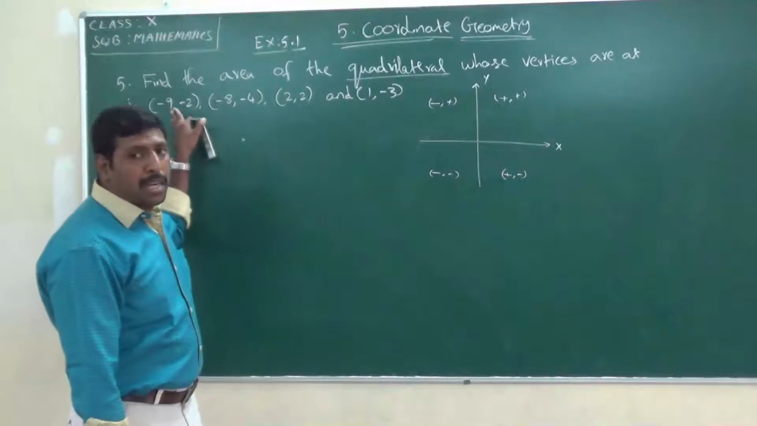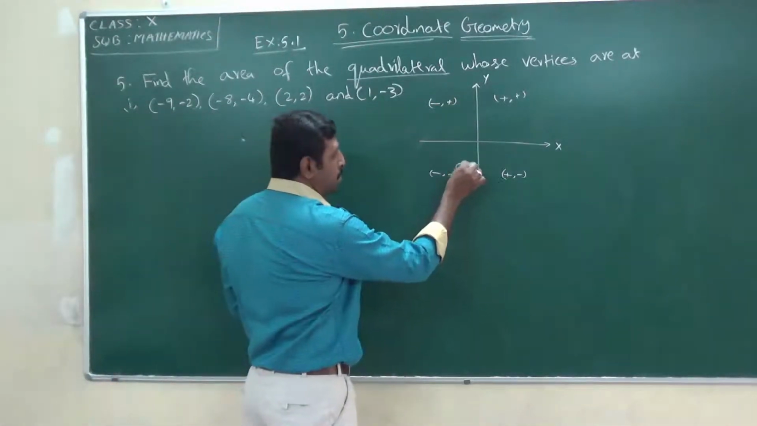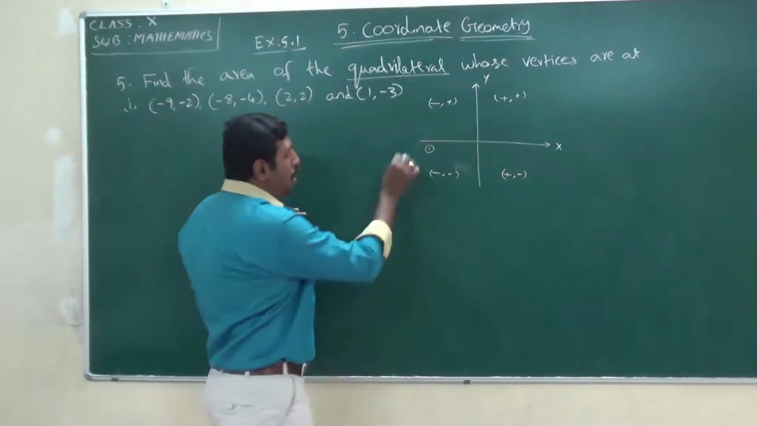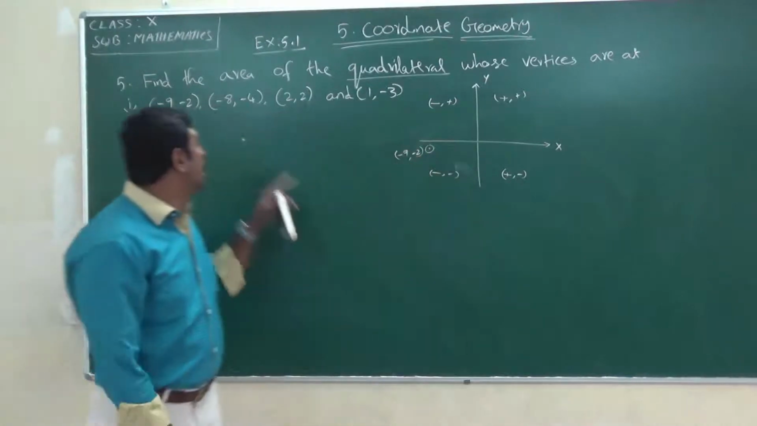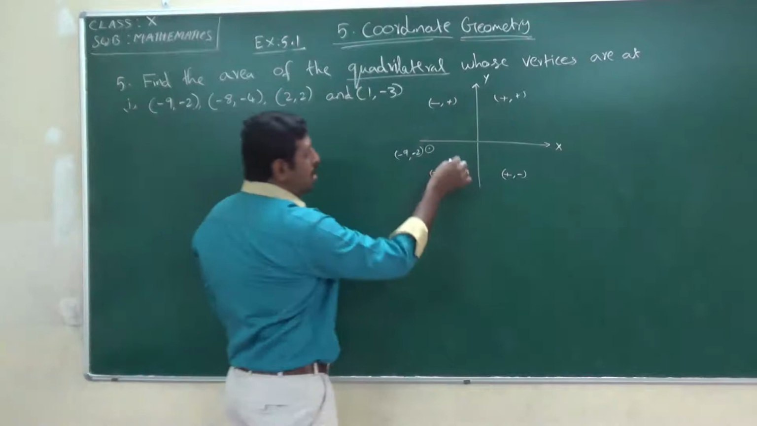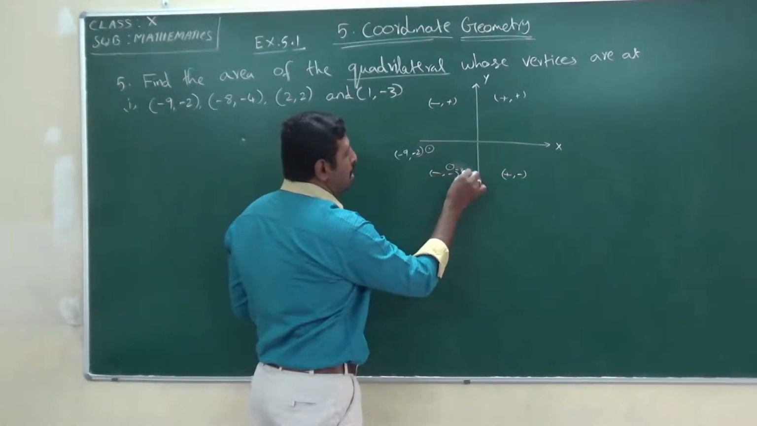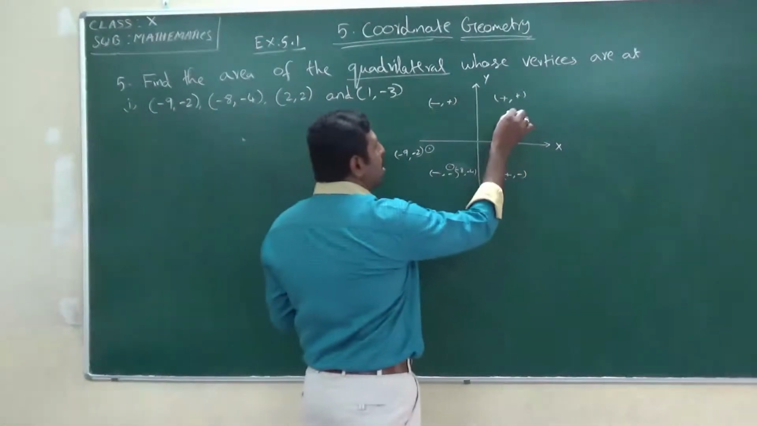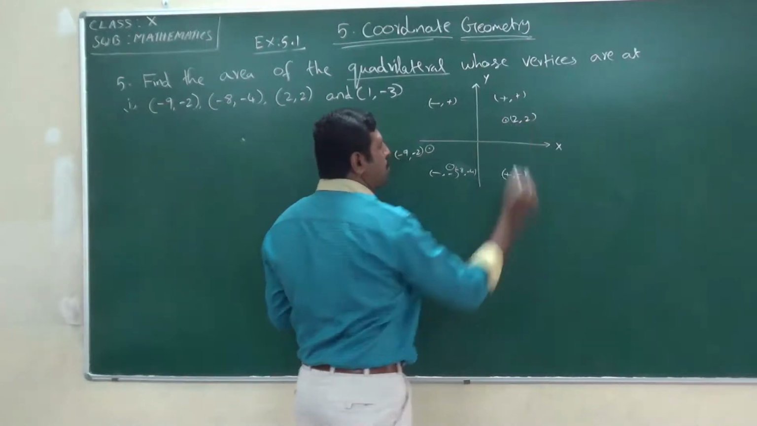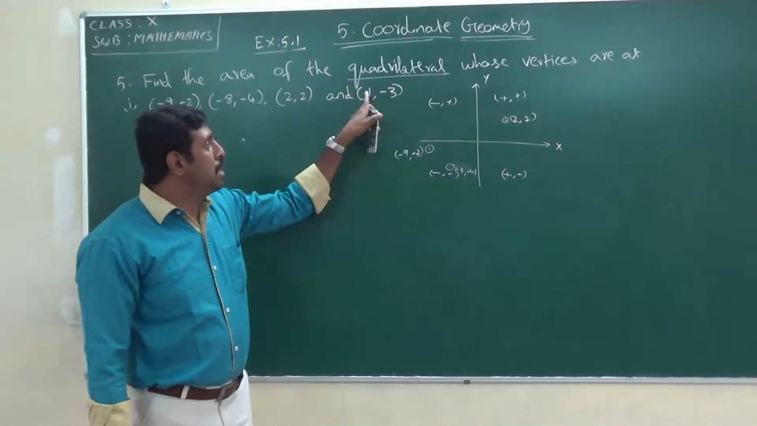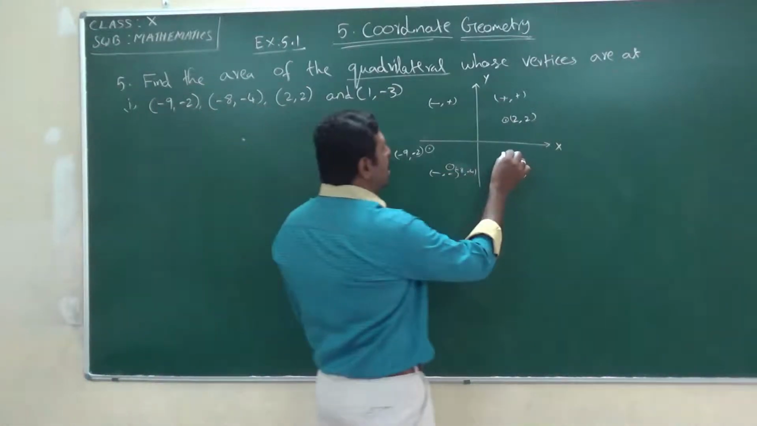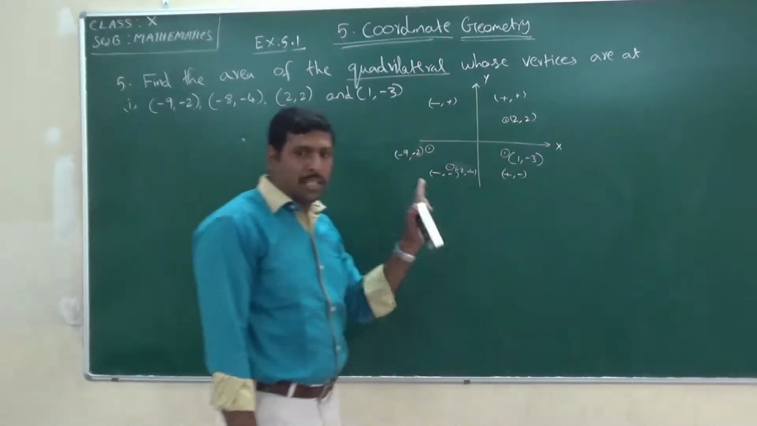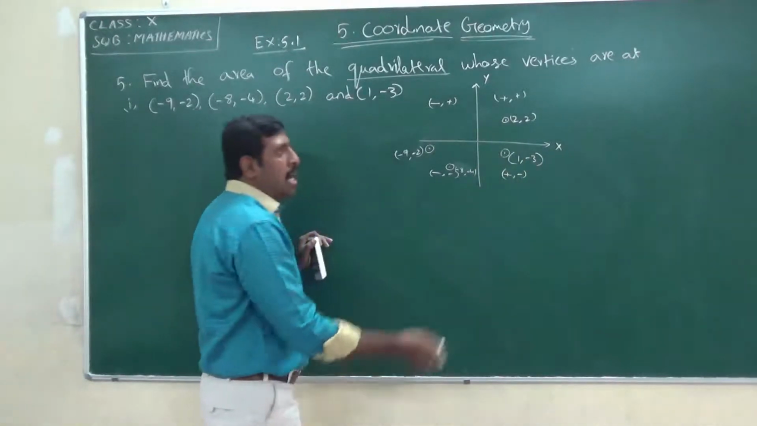So the given point minus 9, minus 2 may be here. Approximately this point is minus 9, minus 2, and then minus 8, minus 4 lies in the third quadrant. And then 2, 2, this is the point, and then 1, minus 3, where we have plus and minus, so it may be a point like this. We are taking only approximate positions.